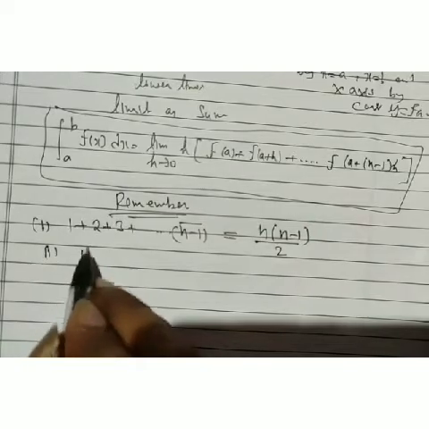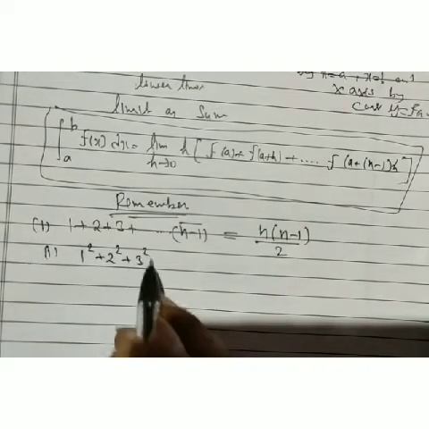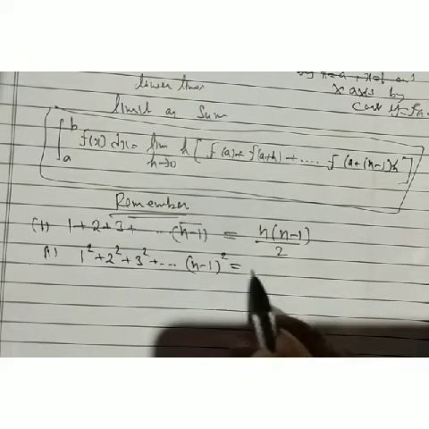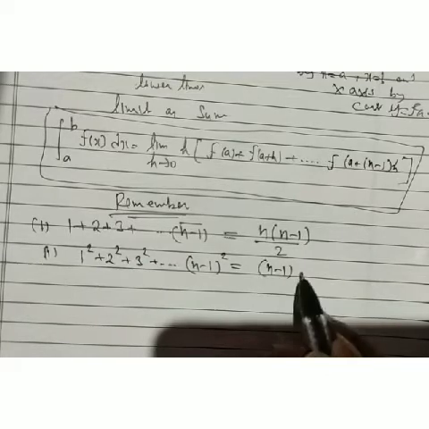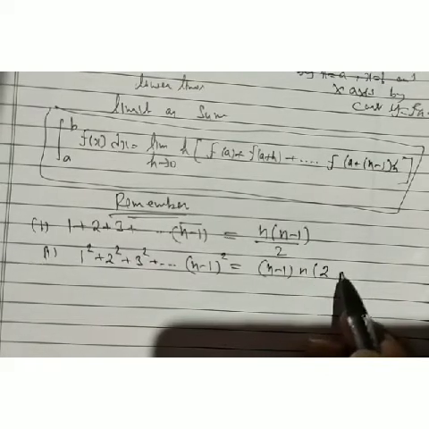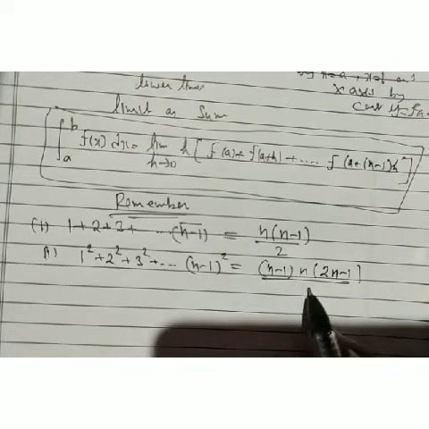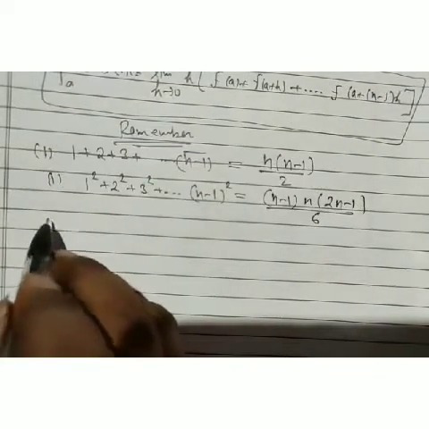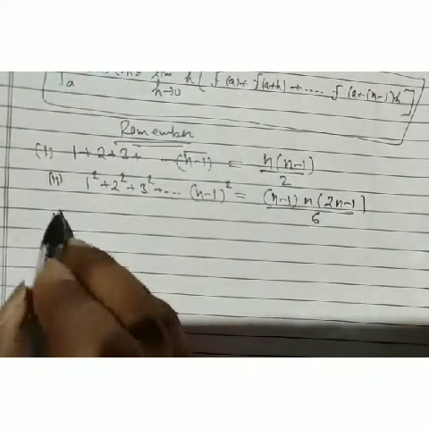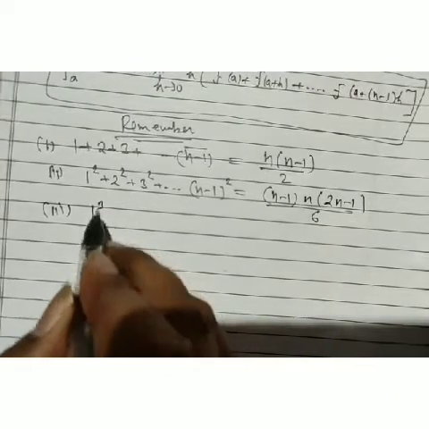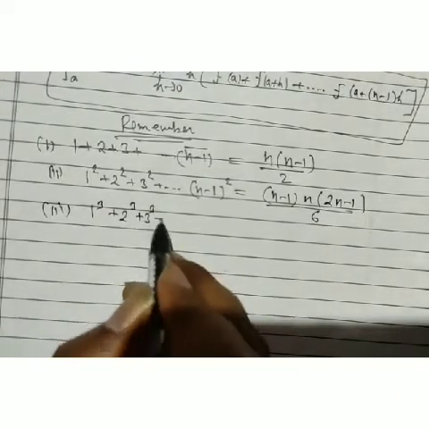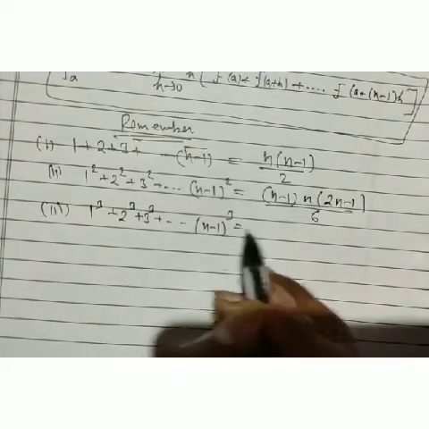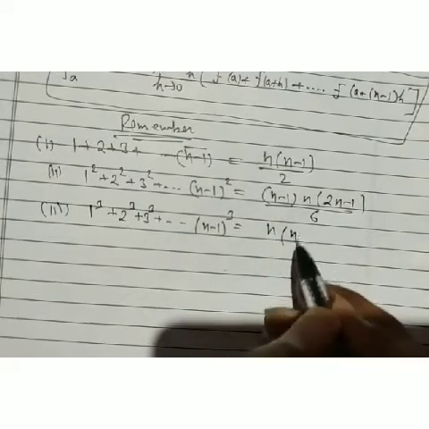Second, the sum of 1 square plus 2 square plus 3 square, again taking up to n minus 1 square. Its sum is given by n minus 1 times n times 2n minus 1 upon 6. Also you have to learn that when we solve in this series, maybe we get a sum in the cube form, 1 cube plus 2 cube plus 3 cube, taking the last point as n minus 1. Then it is given by the square of the sum, n minus 1 times n by 2, all squared.